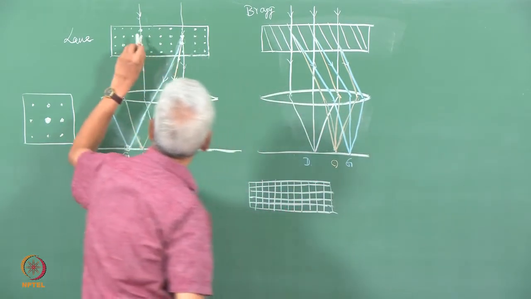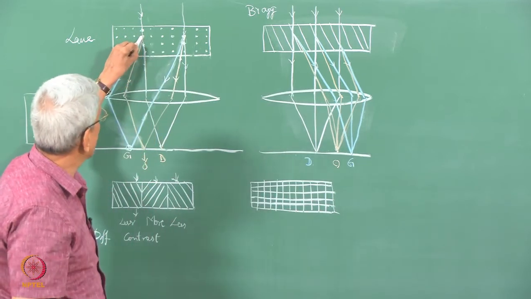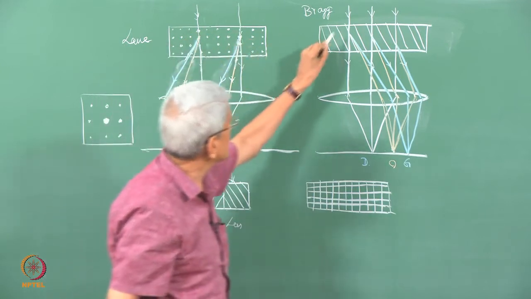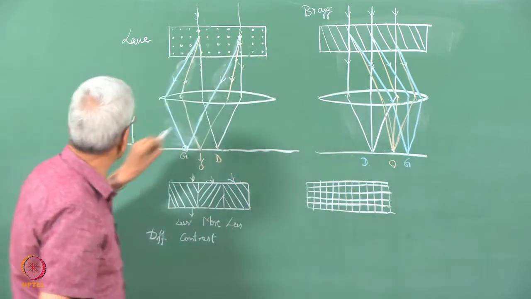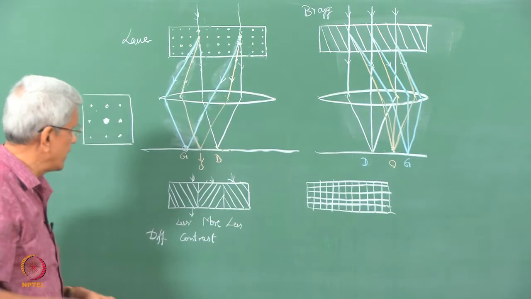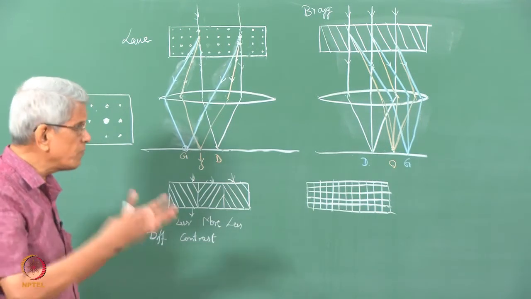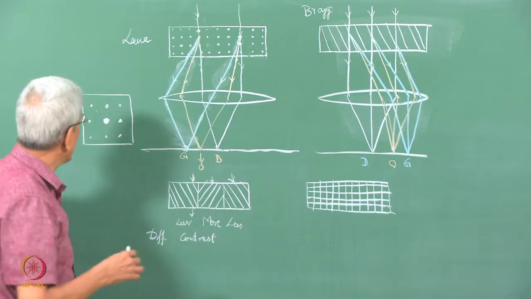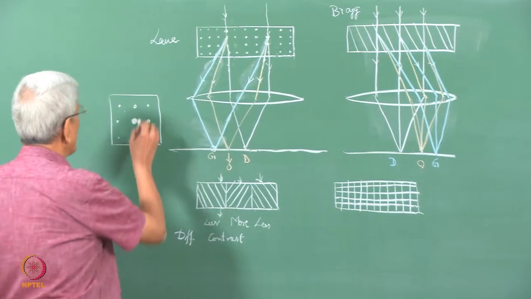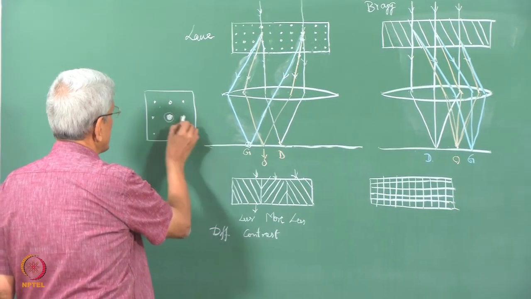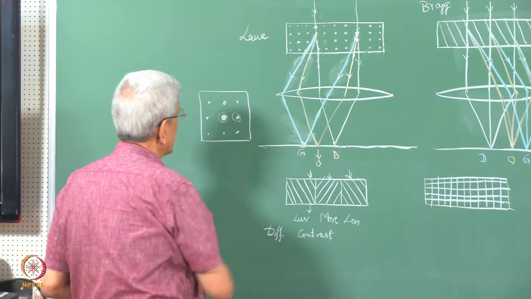So, we can consider it either as Laue individual scatterers, or we can consider it as planes, but both of them give rise to the same sort of diffraction pattern. Then, when we have to get a bright field or a dark field picture, what we do is we put an aperture around either this reflection or around this reflection.